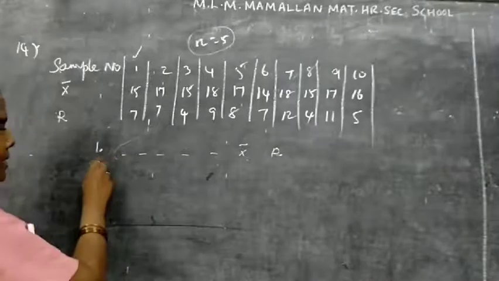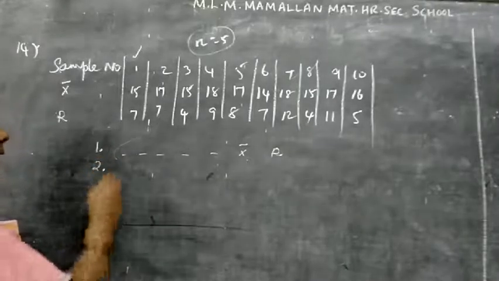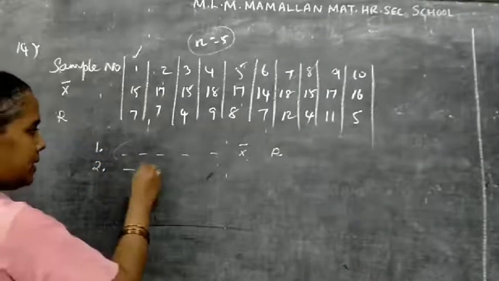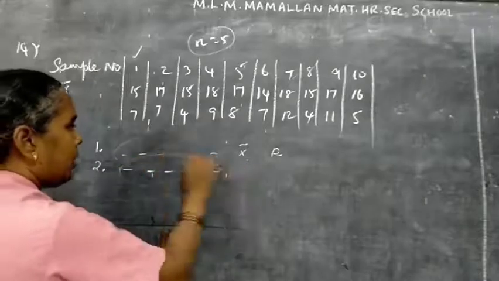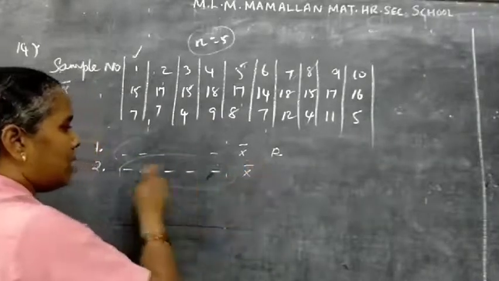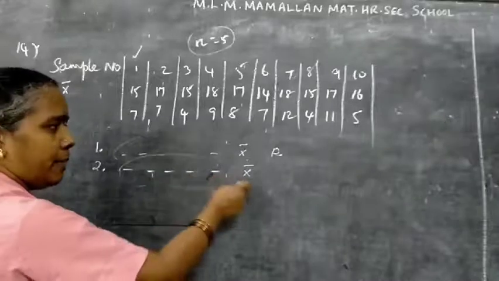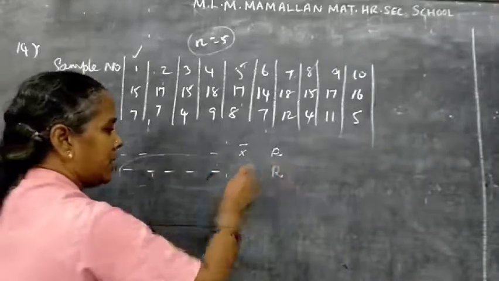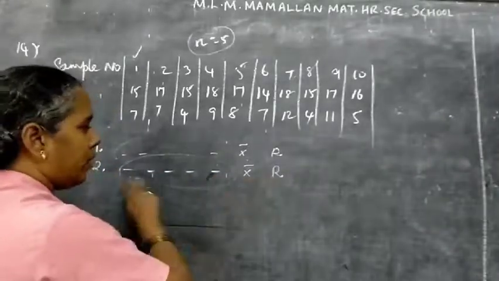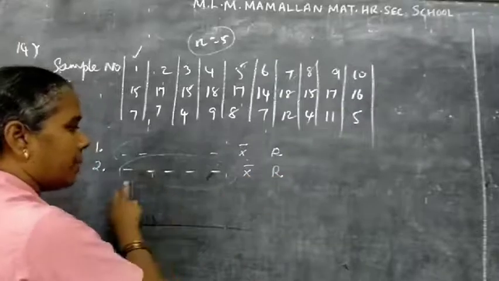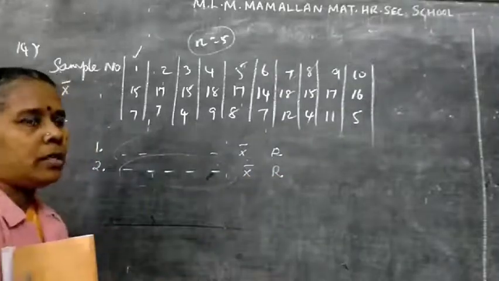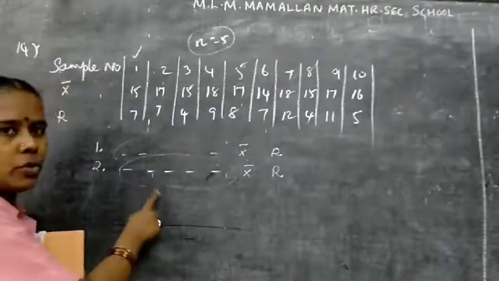Next we are taking the second sample, another set of 5 data. For that you should find x bar. What is x bar? Sum of all the 5 values divided by 5. And find the range of this again, in the 5 values, maximum value minus minimum value. See, you are going to get this type of question also, children.